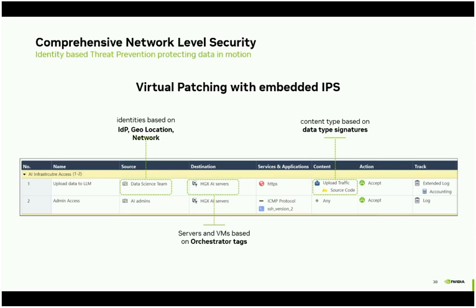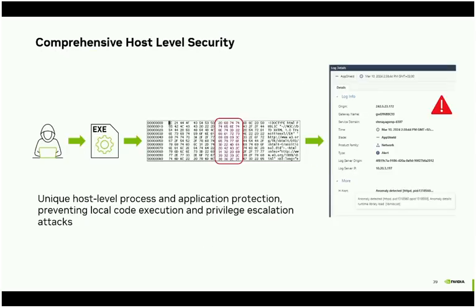So we can identify the content type on the network and make sure that only people from the data science team can load code. And we can also define the destination using tags. Of course, we also have geolocation integration, so we can define the policy based on geolocation or network. So now, this was the network level. Let's talk about the host memory level.